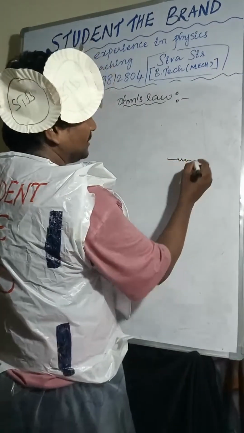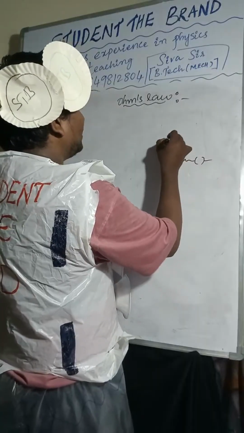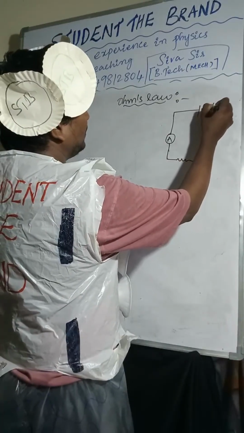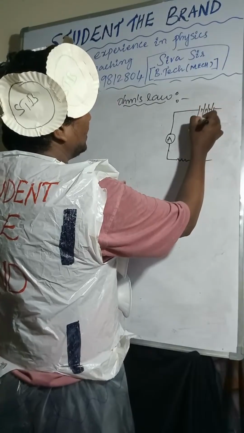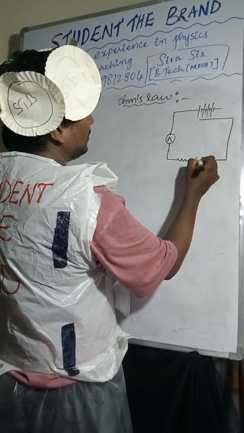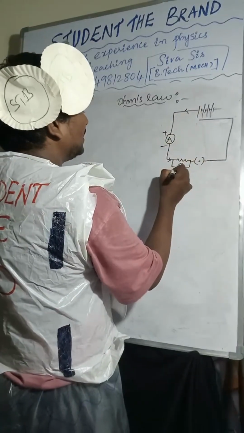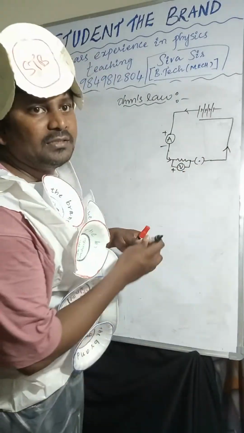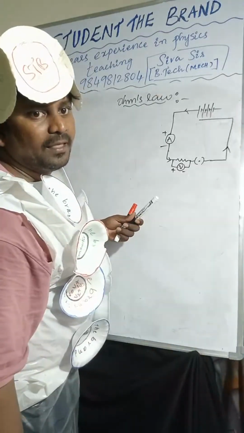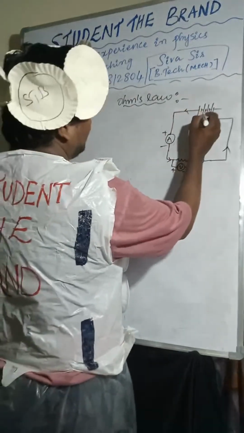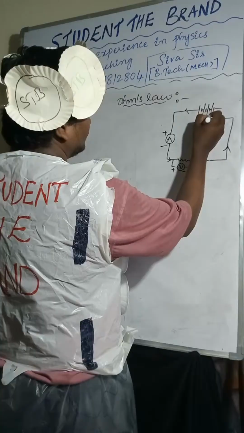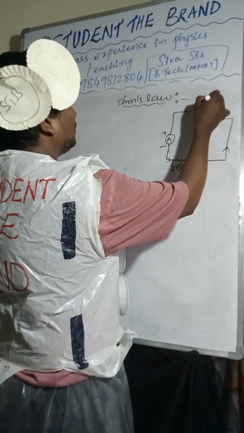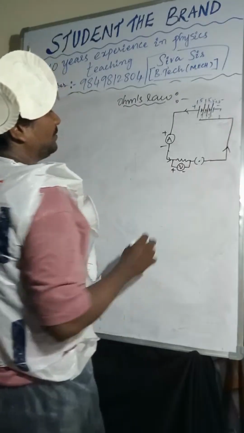I'm taking this resistor, and I'm considering an ammeter here, and batteries. There are 4 cells, and the current passes from the positive terminal to the negative terminal. Each cell is 1.5 volts, so there are 4 cells.